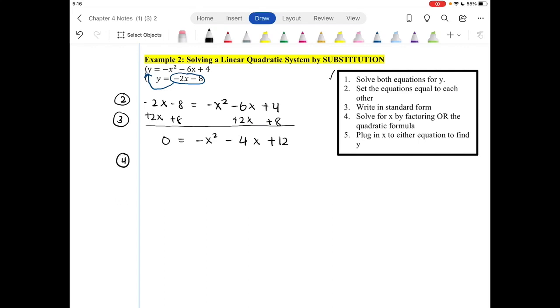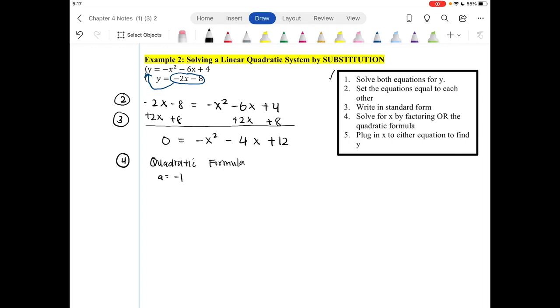Now when we get to step number 4, we have a couple options. We can solve for x using factoring or the quadratic formula. Depends on which method you prefer. I'm going to pick to use the quadratic formula in this example, but factoring would also work if you prefer.